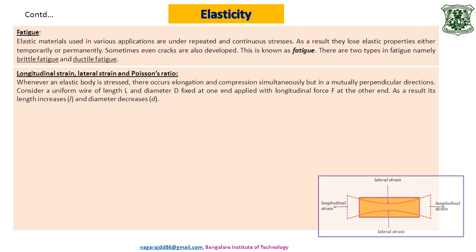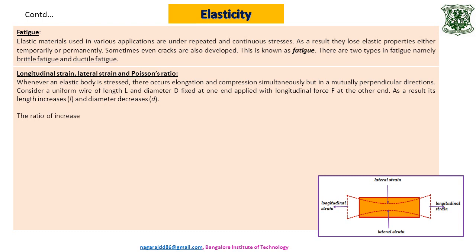Let me demonstrate it. Here is a material. So this is the initial shape of the material. Now I apply force like this and like this. So I stretch the material. When I stretch the material, its length increases, so there is elongation. At the same time, diameter-wise there is a compression. So diameter decreases, length increases. So this is elongation, this is compression. In this context, we define longitudinal strain and lateral strain.